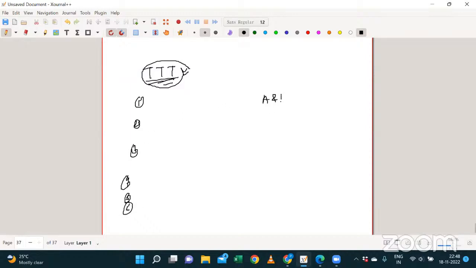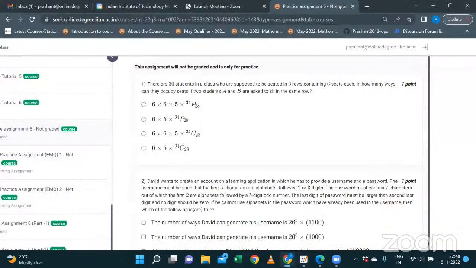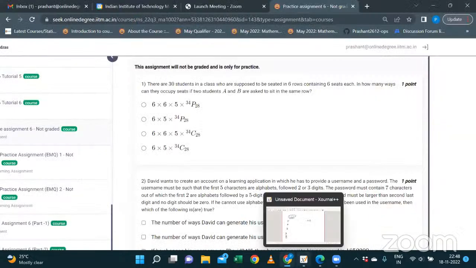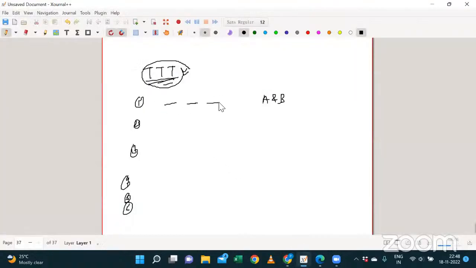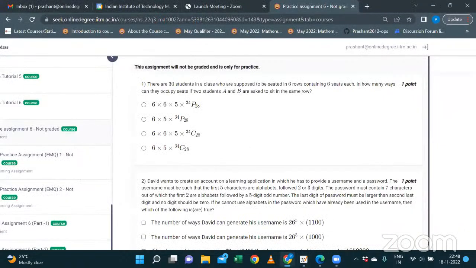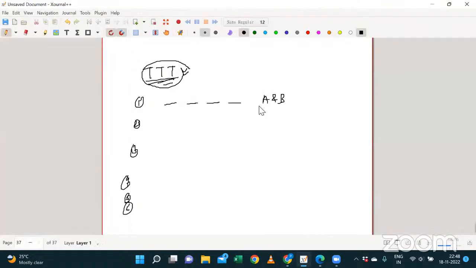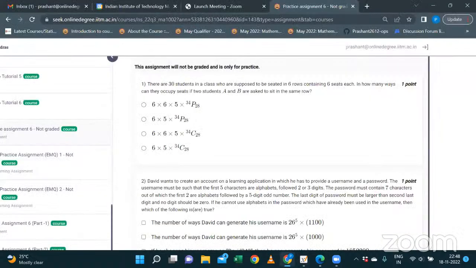If A and B are in the first row, how many seats are there? 6 seats. In how many ways can you put the remaining 4 places? First of all, in how many ways can you fix A and B? 6 into 5? A can sit in any of the 6 places and B can sit in any of the 5 places.